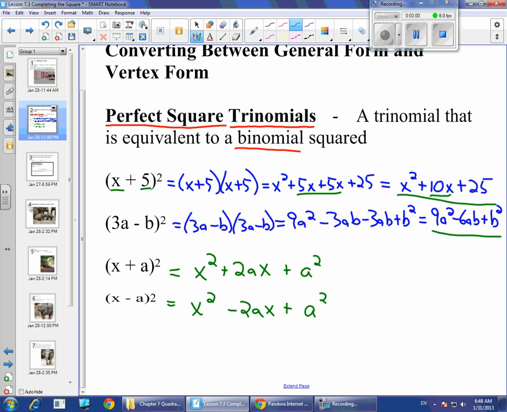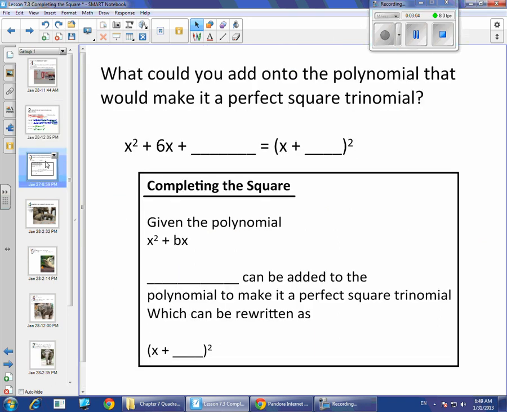Now, my question to you guys, where we're going with this completing the square process, is that I'm going to give you the first two terms of a trinomial. My question is, what does this third term have to be if it's going to be a perfect square trinomial? For instance, in this case, x squared plus 6x. What would that last term have to be?